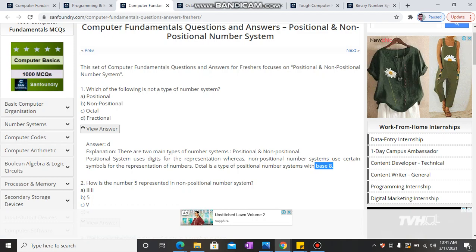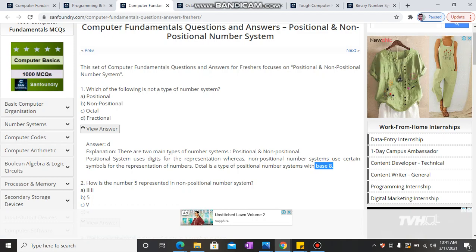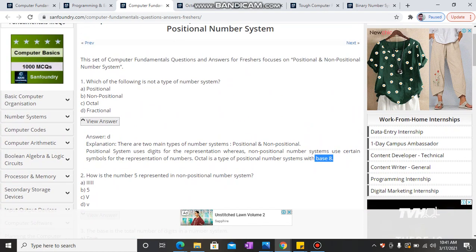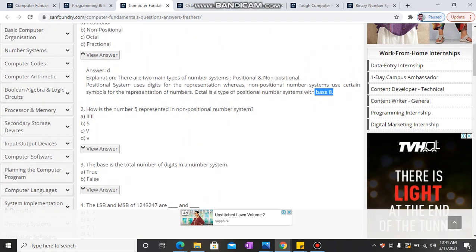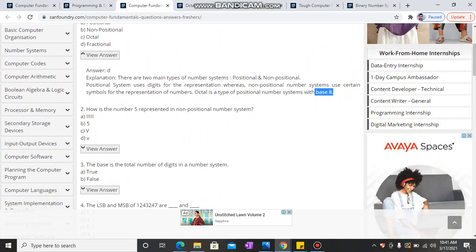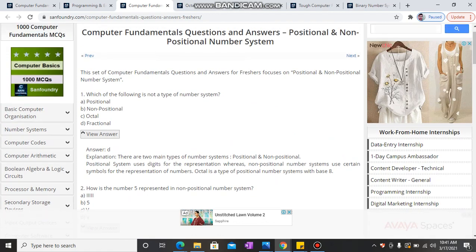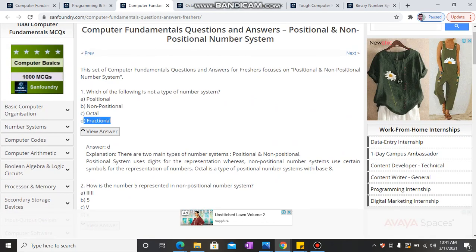We have some other number systems like binary, and every one of them has a base number. So the right answer is fractional.